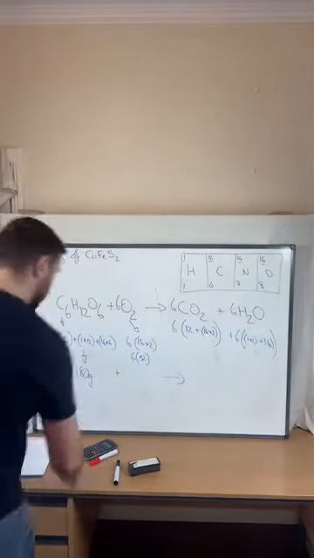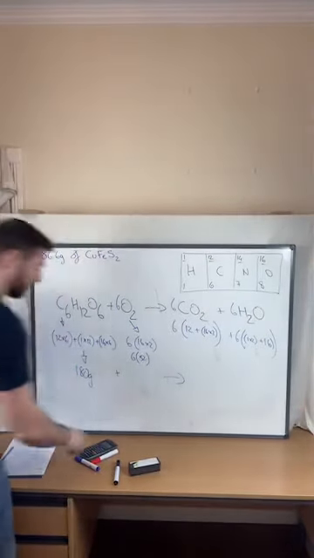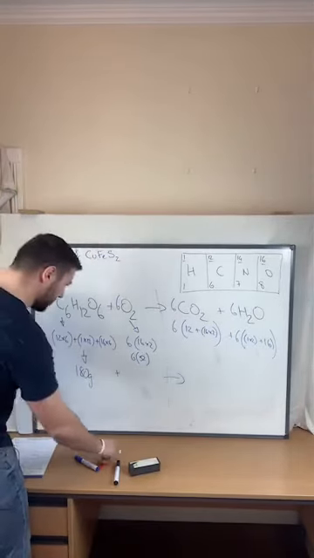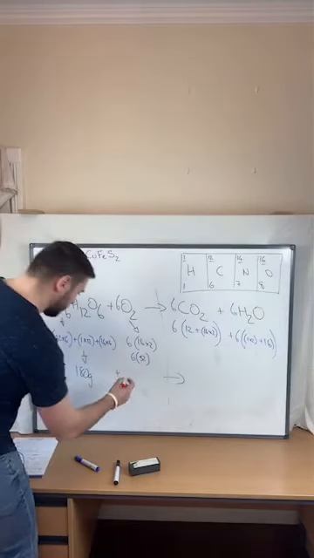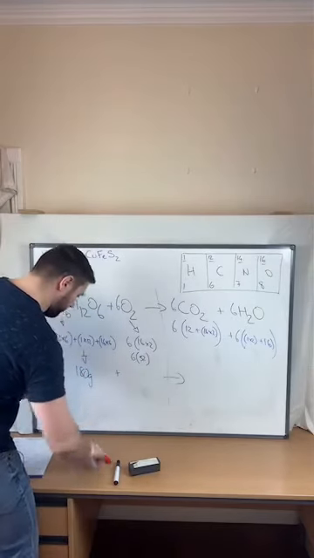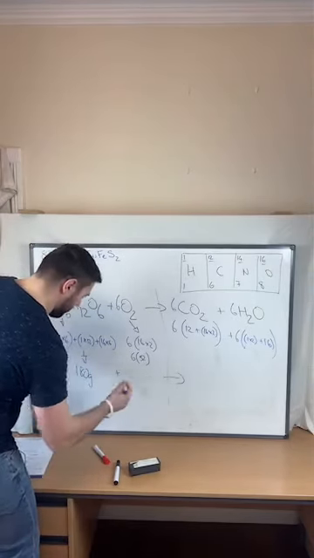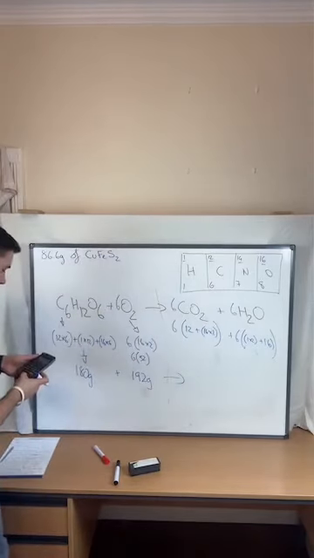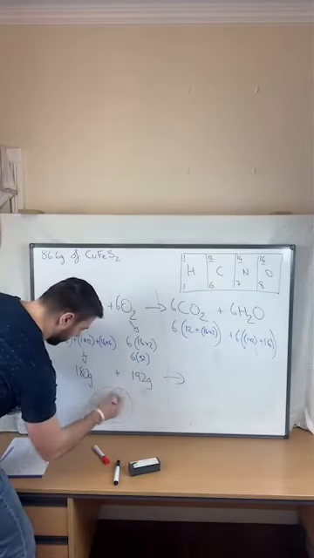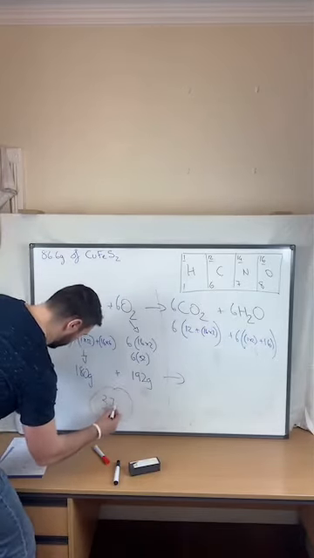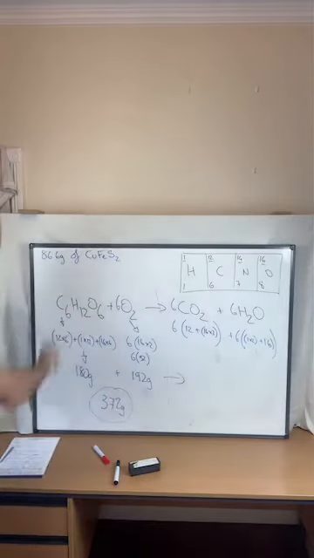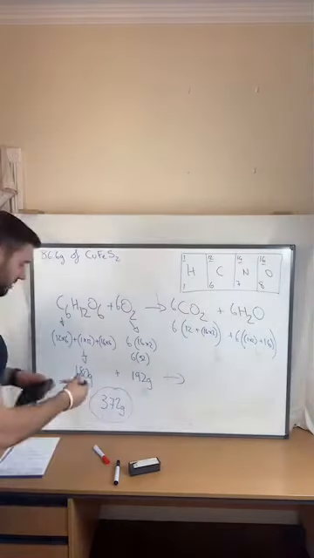Right, let's have a go at this. I've done the glucose for you already. So 6 times 32 is equal to 192. If we take the 192 and add it to the 180 grams, on the left-hand side we have 372 grams. So at the start of our reaction, we have 372 grams.